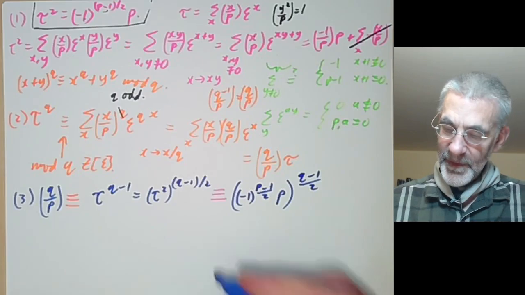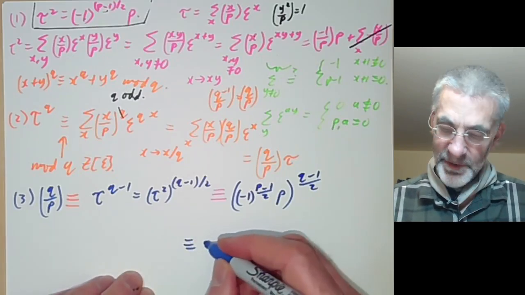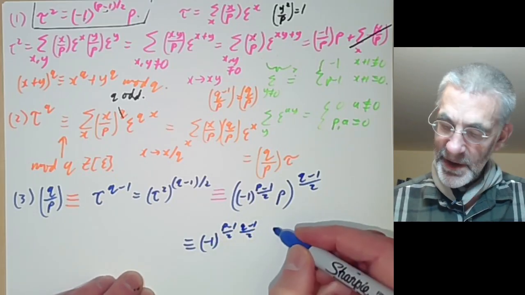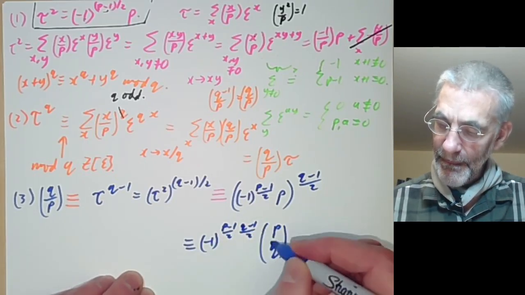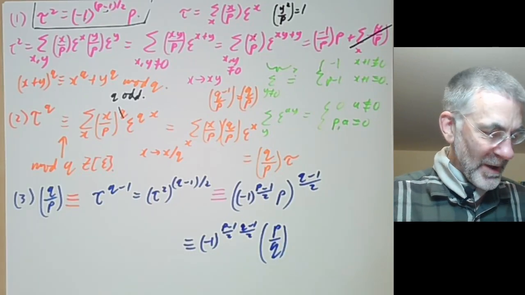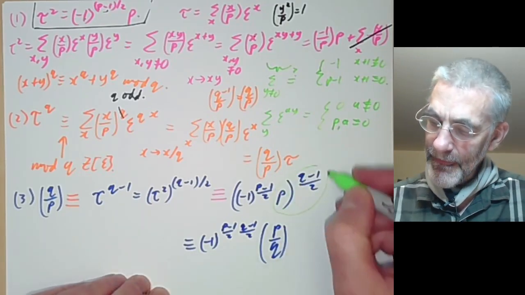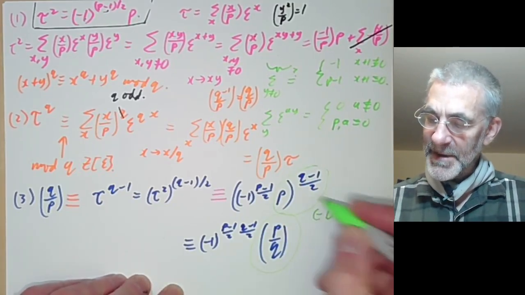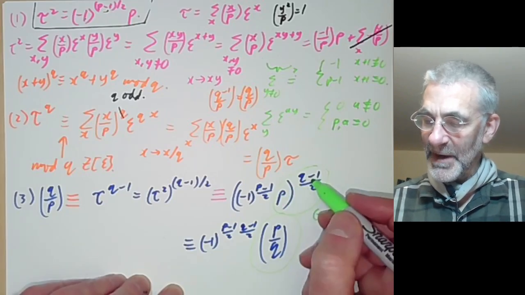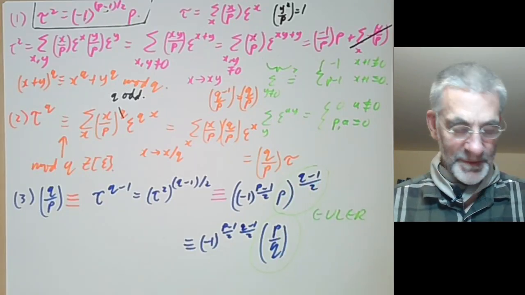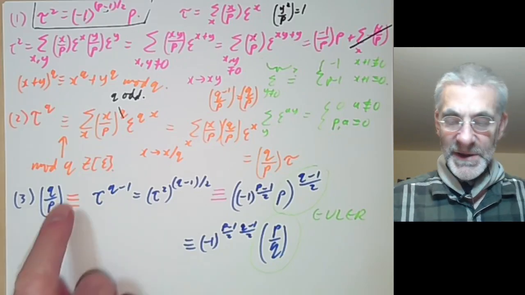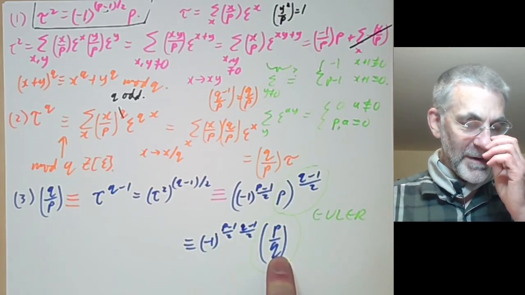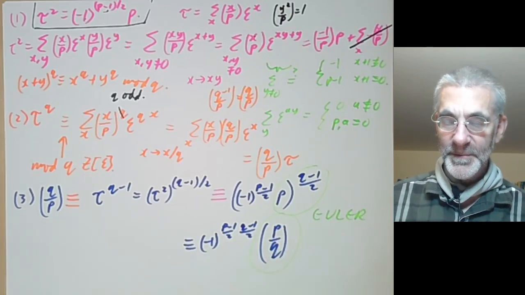And now this is congruent to minus 1 to the p minus 1 over 2 times q minus 1 over 2 times p over q. And why is that? Well, it's because Euler's lemma states that this p to the q minus 1 over 2 is congruent to p over q. And now if you look at this, we see we've got q over p is equal to this sign times p over q, which is exactly the law of quadratic reciprocity.